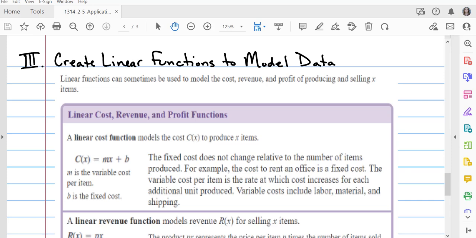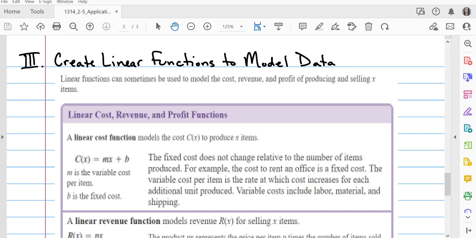Hi and welcome back. It was brought to my attention that there was no video for the very last Roman numeral here in Applications of Linear Equations and Modeling. So here we go. Roman numeral 3, create linear functions to model data.